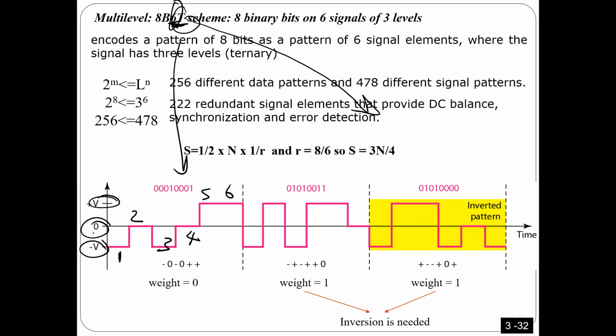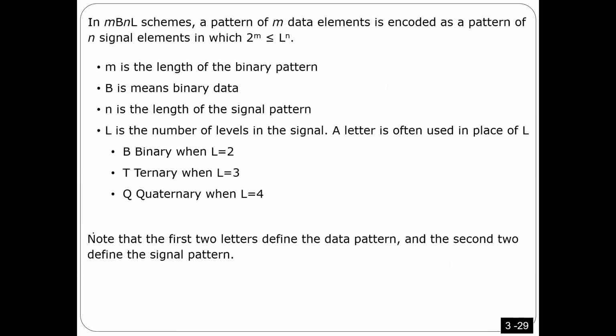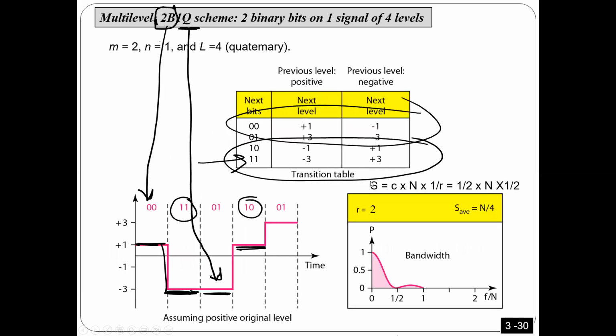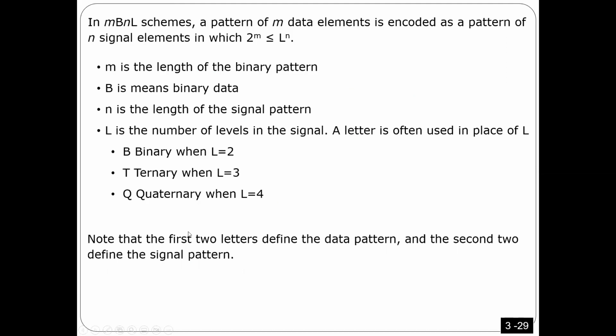For the last part, we're not going to use numbers, but letters. When you use letters, as you see here, if you use P, that means L is 2 levels. If you use T, that means L is 3. If you use Q, it means L is 4. You got what I'm saying? For example, this one was 1Q. The 1 means we are going to use only one signal element, and Q means 4 levels. Any questions? Okay.